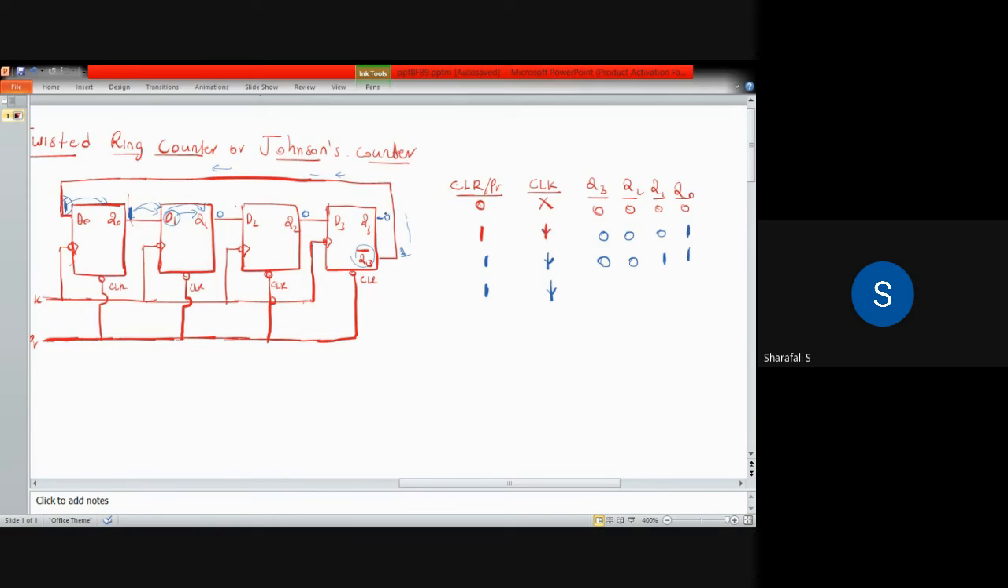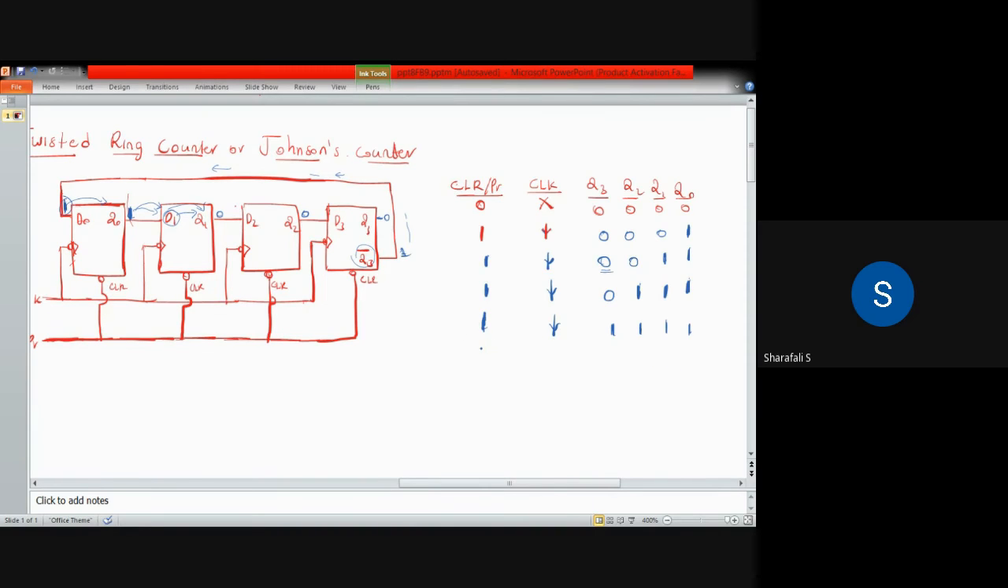For the next, still your Q3 is 0, which means that your Q3 bar is 1. So again, Q0 is 1. Q1 also will be 1. Q2 also will be 1. And Q3 only is 0. Again, at the next clock pulse edge, this will become 1, this also will be 1, and this also going to become 1, because your Q3 bar is 1 even at this edge of the clock pulse.